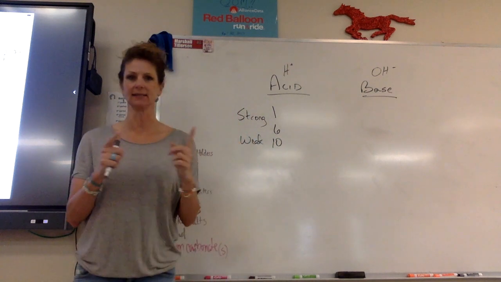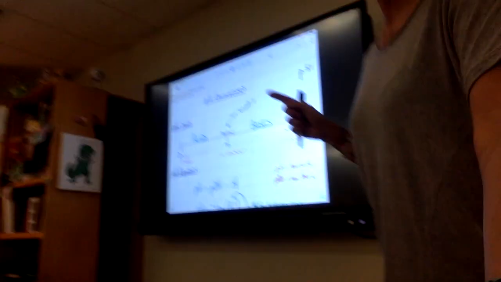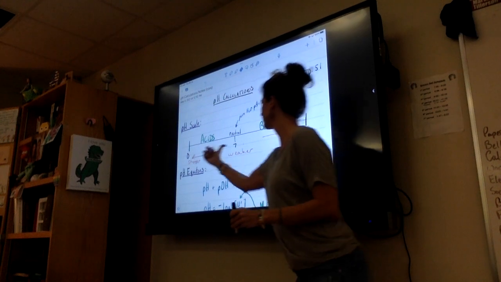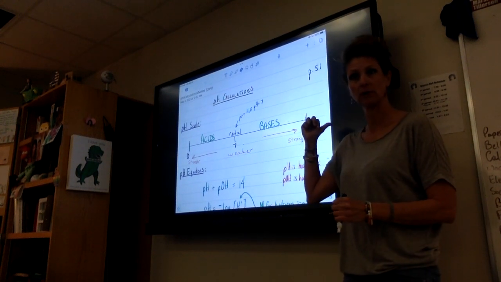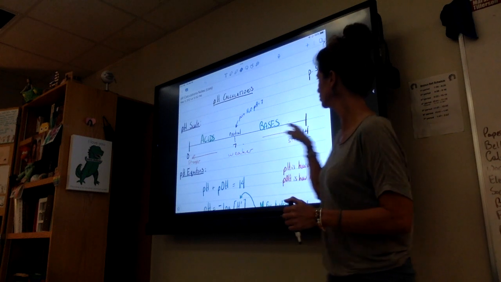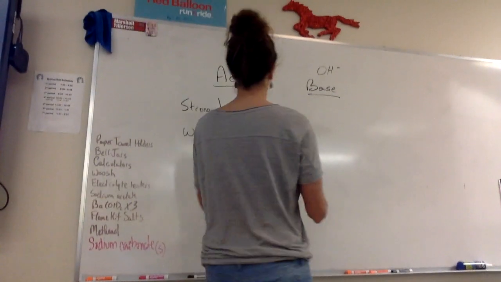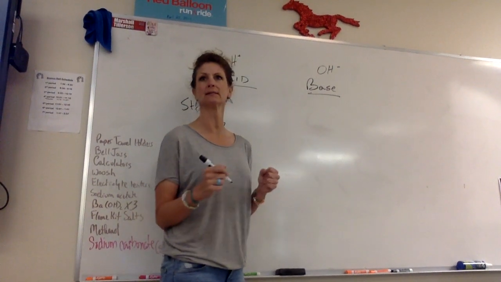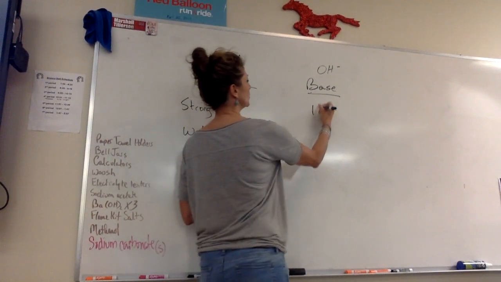So the acids get weaker as you go this way. Okay? The bases get weaker as you go that way. So let's do the same thing with bases. What's the strongest base? Good. What's the weakest base?